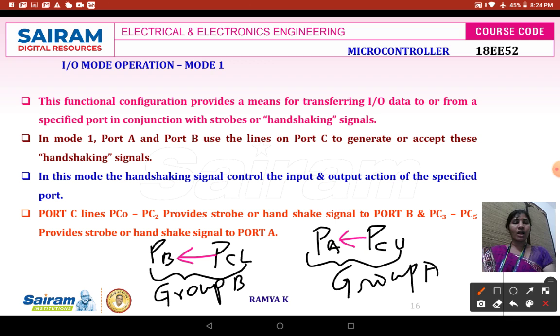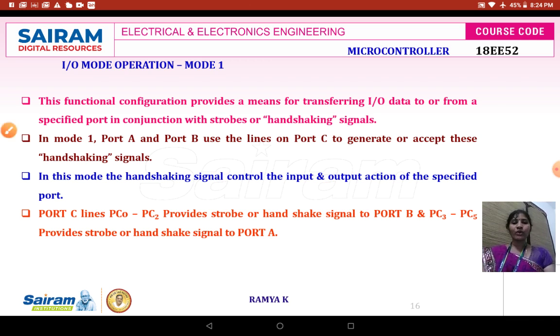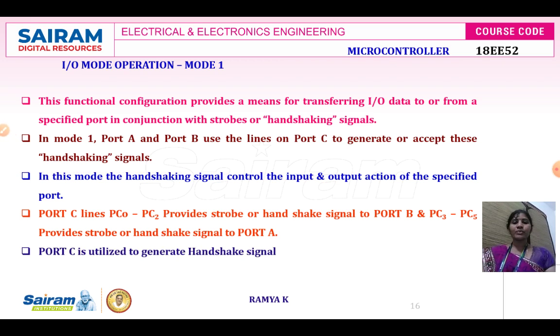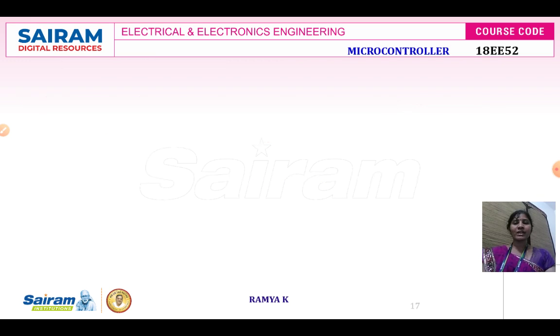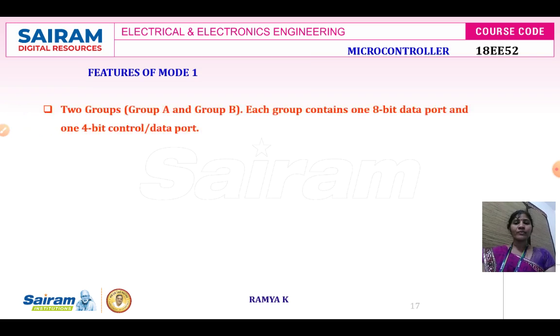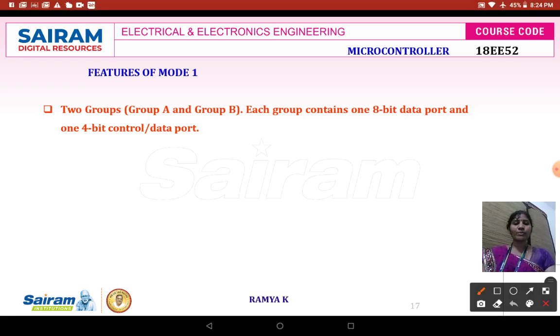Anyway, both the ports' input and output action is controlled as a whole with the help of port C upper and port C lower of the respective ports. Port C is mainly utilized to generate your handshaking signal. These are the basic key points of IO mode of operation. The features of mode 1 are that you have two groups, group A and group B. Group A is controlling port A and port C upper, whereas group B is controlling port B and port C lower.